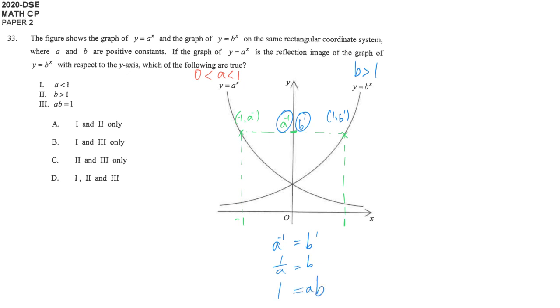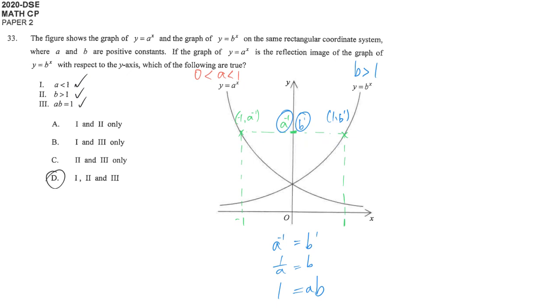Now we are going to look at the statements here. Is a smaller than 1? Yes, because it's going downward. So a is smaller than 1. Is b larger than 1? Yes, because b is going upward when we multiply more and more b. So b is larger than 1. Is ab equal to 1? We just proved it, because they are reflections of each other. So this is also correct.